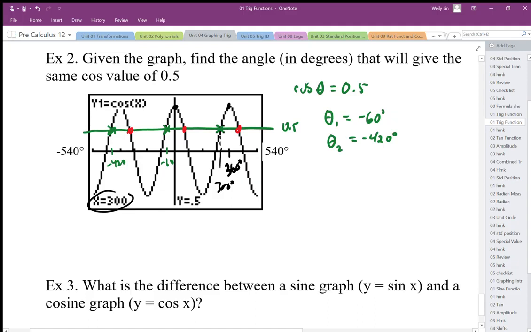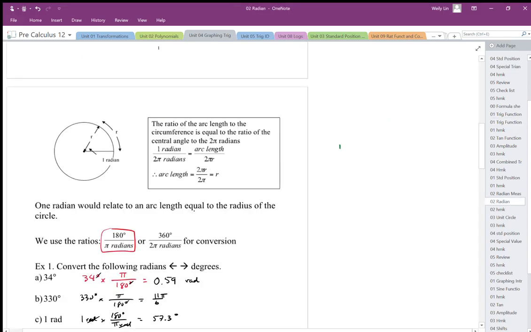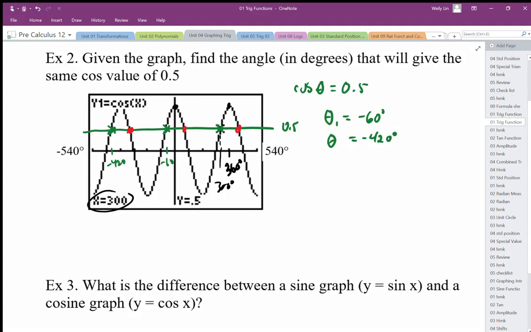Now I need to use some symmetry to be able to generate a theta 2. I'll call that one theta 1. Okay, so I need to find this red position. I could use a symmetry from here at 360. I know I went backwards 60 and I can go forward, so that must be 420 degrees.